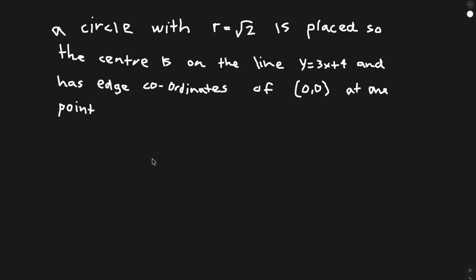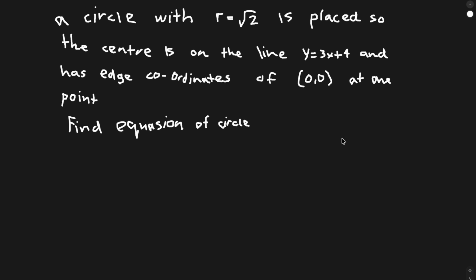So, a circle with radius of root 2 is placed so that the center is on the line y equals 3x plus 4 and has edge coordinates of 0, 0 at one point. So what this is going to look like, we need to find, it's going to look something like this.